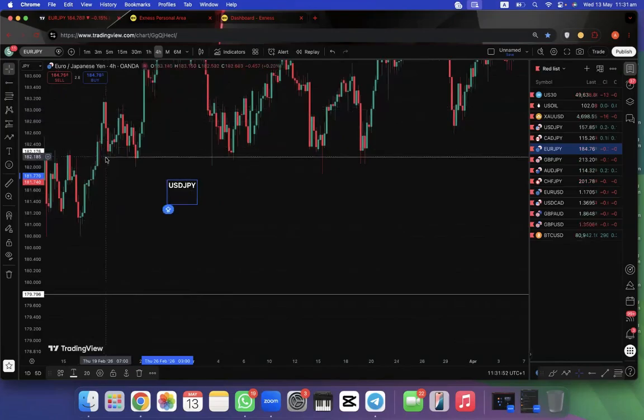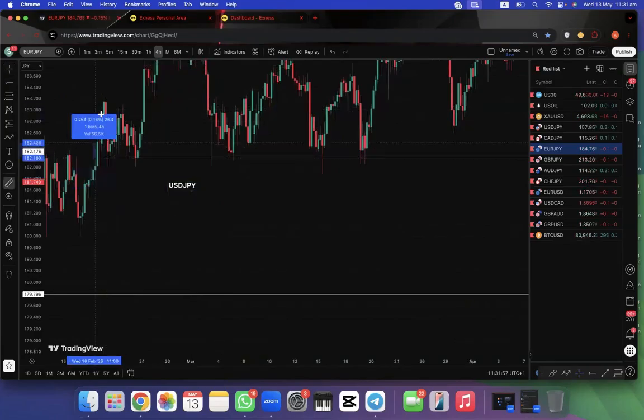So you go to the entry point. From this entry point, the maximum it moved in the direction was 92 pips. 92 pips, are you with me? Then the maximum it moved against the direction was 12 pips.